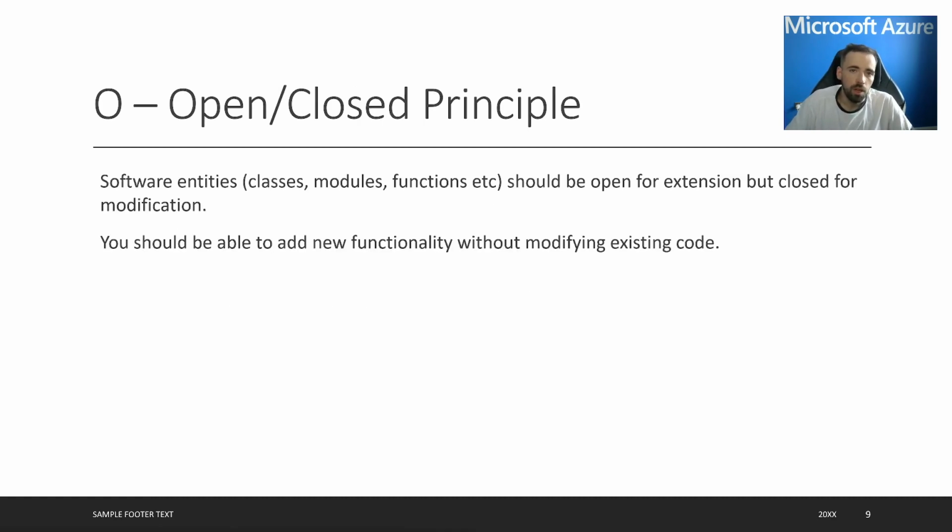The next principle is O for open-closed principle, and this says that software entities such as classes, modules, functions, etc. should be open for extension but closed for modification. Ultimately, you should be able to add new functionality to your application without modifying existing code.